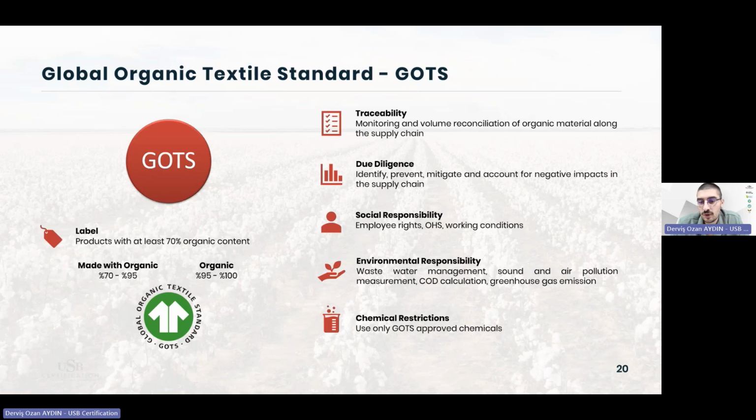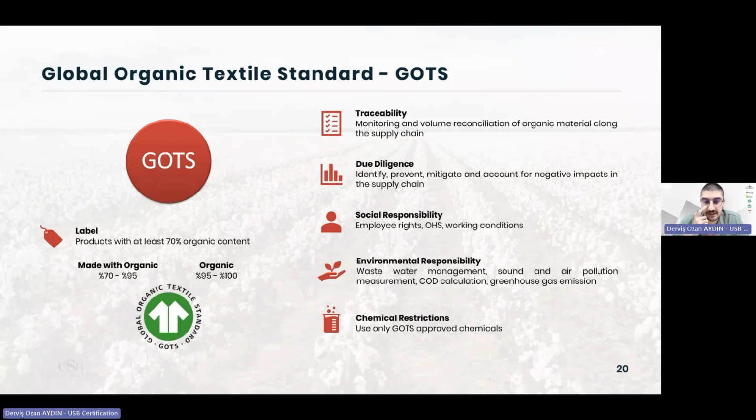About social requirements, employee rights, occupational health and safety requirements, and working conditions have to be checked under GOTS social requirements. About environmental responsibility, we have to ensure the requirements for wastewater management, sound and air pollution, COD calculations, and greenhouse gas emissions.